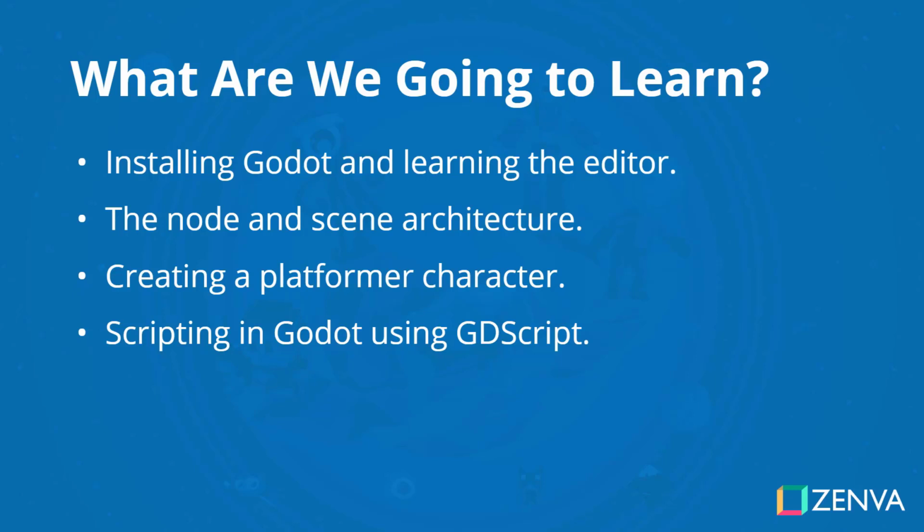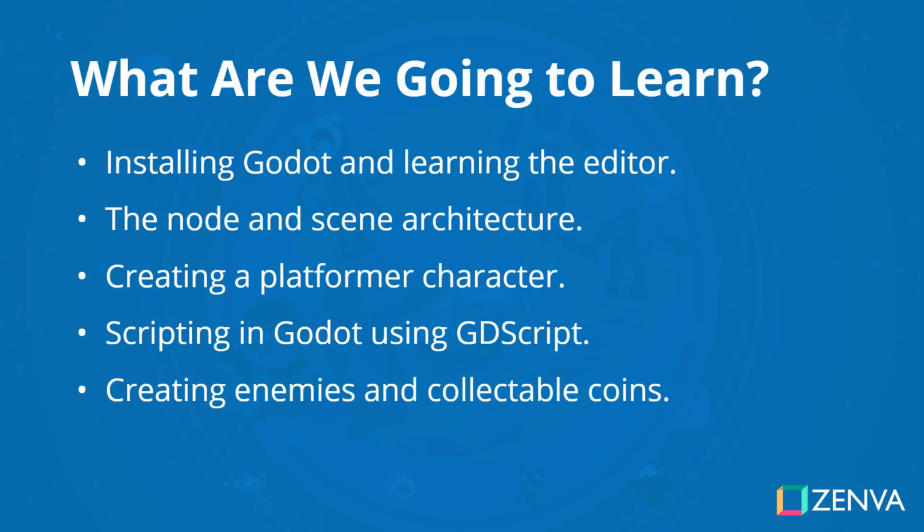So after this, we're also going to be creating enemies and collectible coins, just more elements to add to our platformer game and add more things for the player to do other than just jumping around. Then finally, we're going to be looking at Godot's UI system and the audio system to add more to our game, so we can see our score and hear a sound effect when we collect a coin.